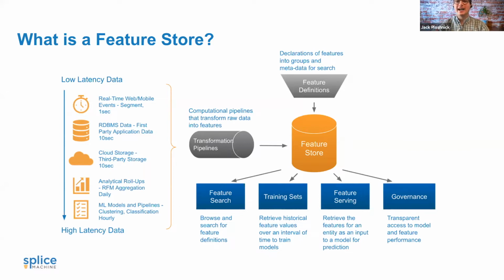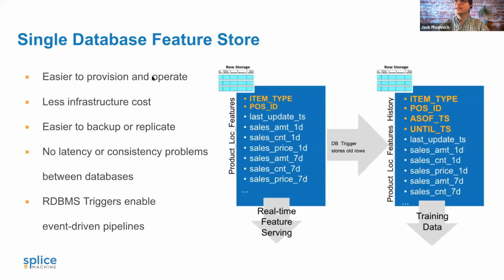Splice Machine's entire organization, the entire structure of our system, is designed to avoid that problem that every other feature store necessarily has by its design. How do we do this? We have a single database feature store that is entirely ACID compliant. What this looks like in practice is we build inside of the database, instead of an online and an offline database, we simply have two different tables.